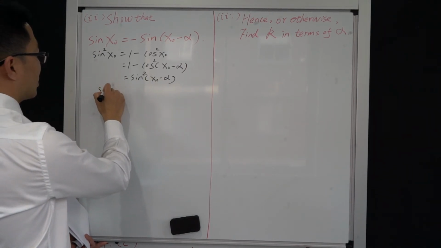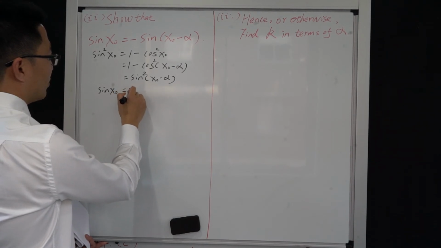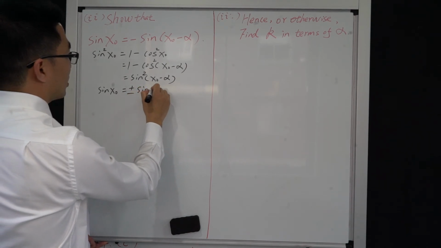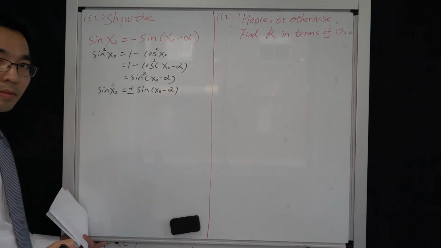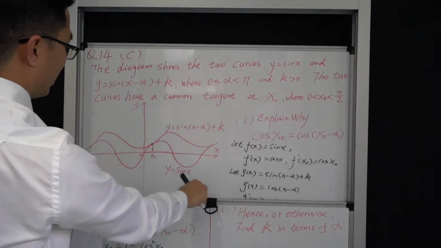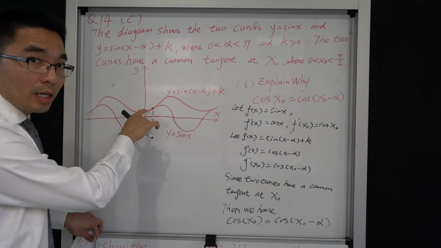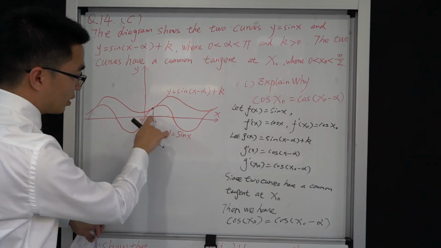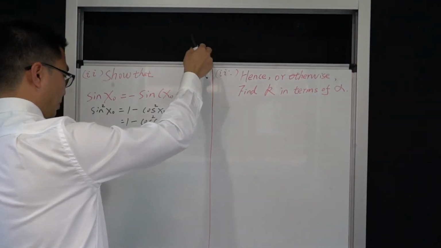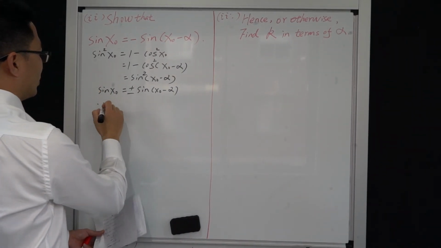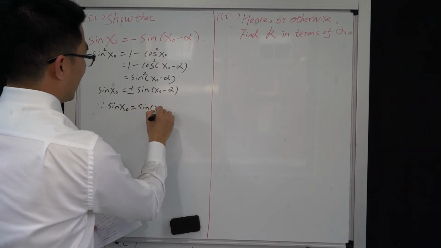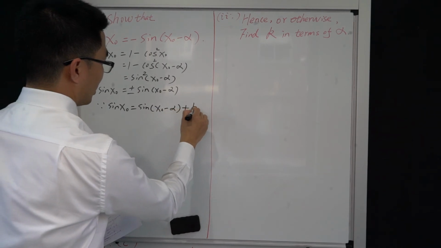Then we have sine x0 equal to positive or negative, we take off the square, it's negative and positive sine (x0 minus alpha), right? And because at this point these two functions have the same value, we have sine x0 at this point equal to sine (x0 minus alpha) plus k. We can use this result here. So because we have sine x0 equal to sine (x0 minus alpha) plus k.